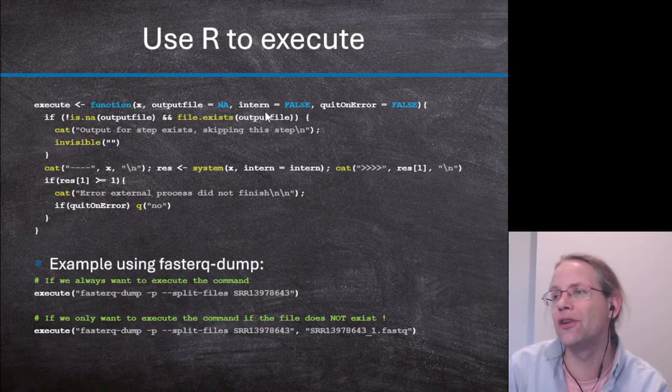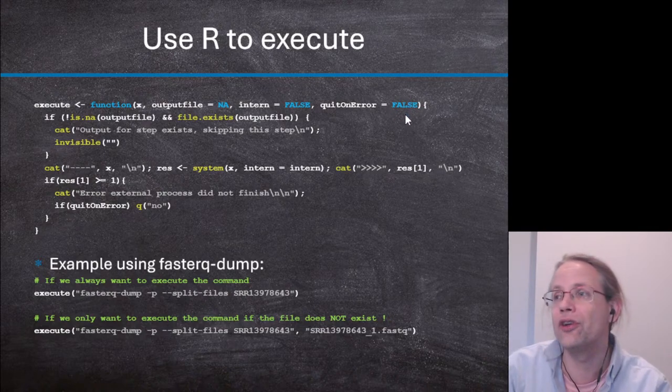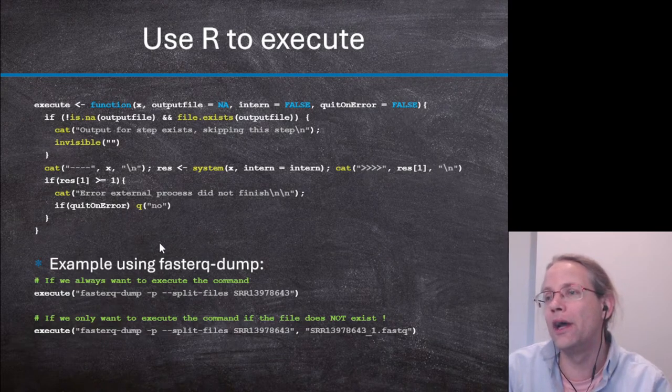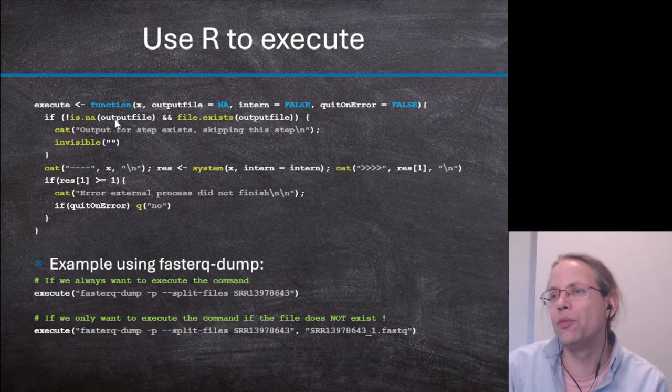And I'm also going to add two more parameters. One of them is intern, which is a parameter from the system. And I'm going to say quit on error. Generally when I do development, I set this to true, so that if there's an error, it will quit R and not save my workspace. I'm going to check if the output file is not NA and the file exists, then I'm going to say the output for this step exists, I'm skipping this step.